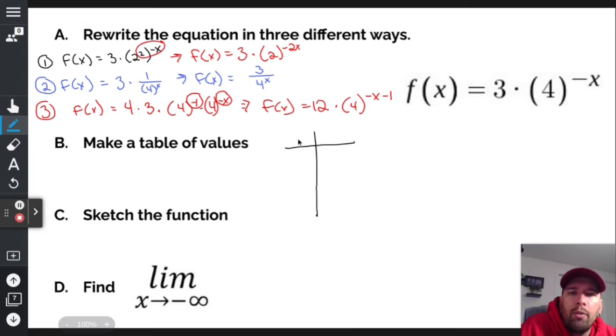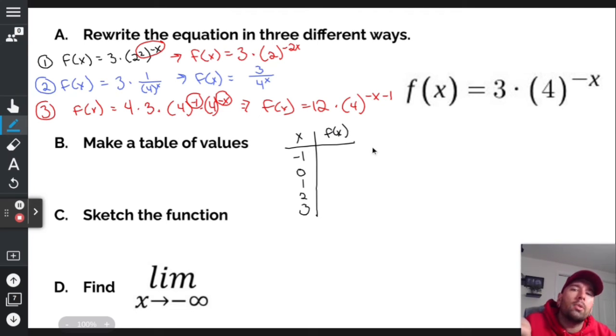So I'm going to have, let's do -1, 0, 1, 2, 3. The reason why I'm not going to go crazy and make a ton of these is this is exponential, and with exponential functions, numbers get bigger faster, or in this case, numbers get smaller faster. So I'm going to do a little bit of mental math.